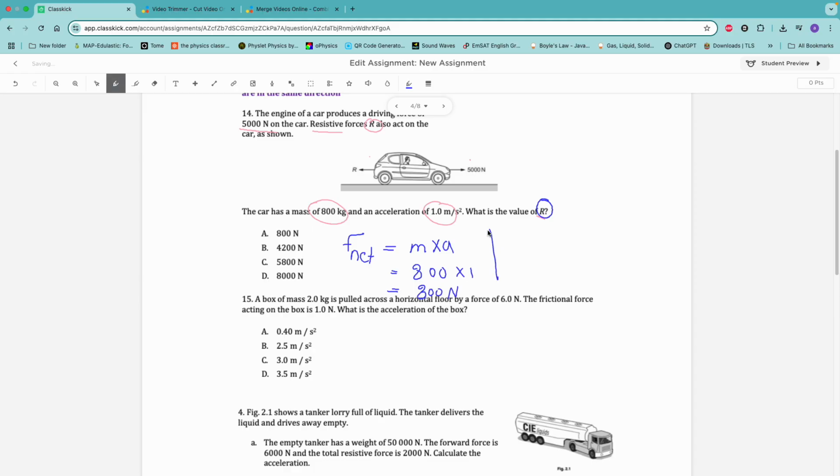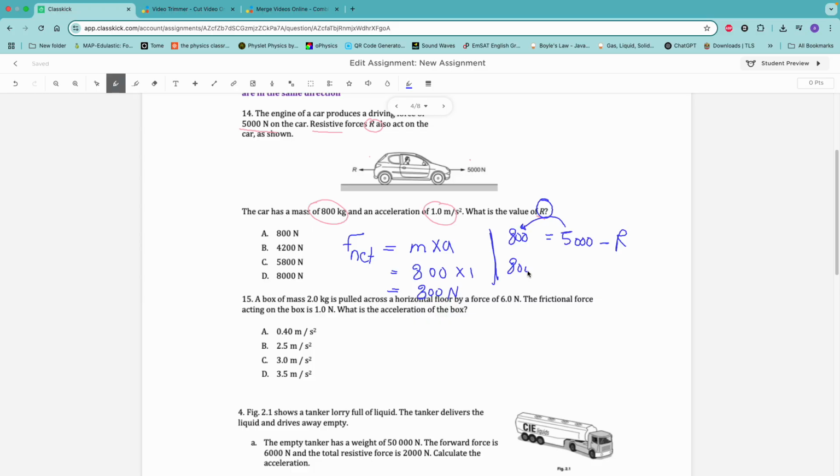This is step number one. Step two, since we have two forces acting on the same object but in two different directions, we subtract force 1 minus force 2. Force 1 is 5,000 Newton minus R, which we don't know, but we already calculated net force, which is 800. So this net force will be replaced by its magnitude, which is 800, by using simple math or a calculator.